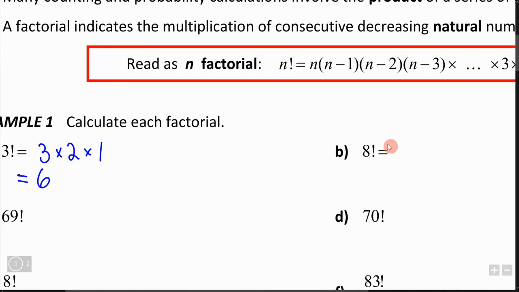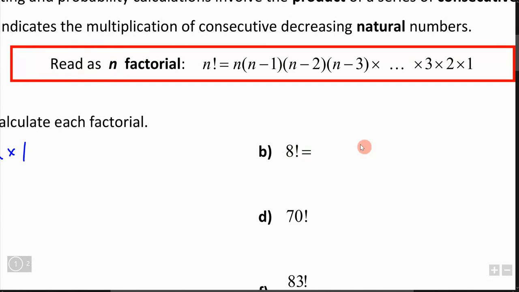Okay, part B, let's look at another one, 8 factorial. This is simply 8 times 7 times 6 times 5 times 4 times 3 times 2 times 1. And the result of this is 40,320. It's a unique and powerful tool for counting, especially counting without replacement. That's really important to say.